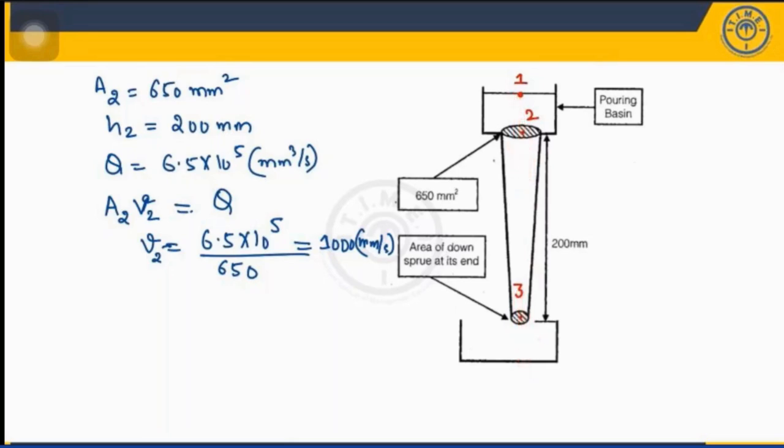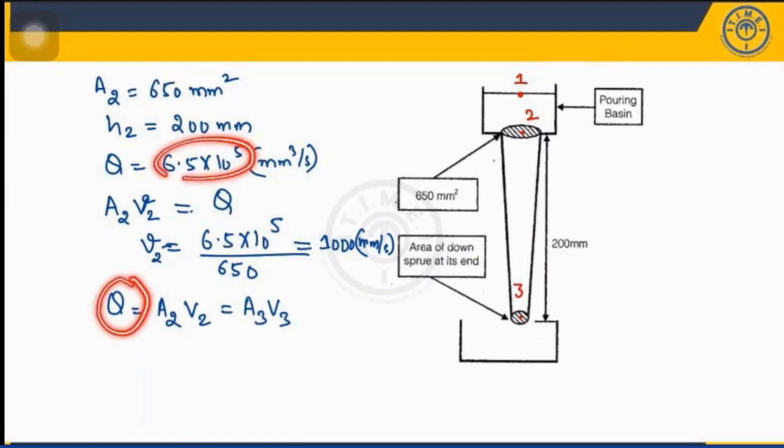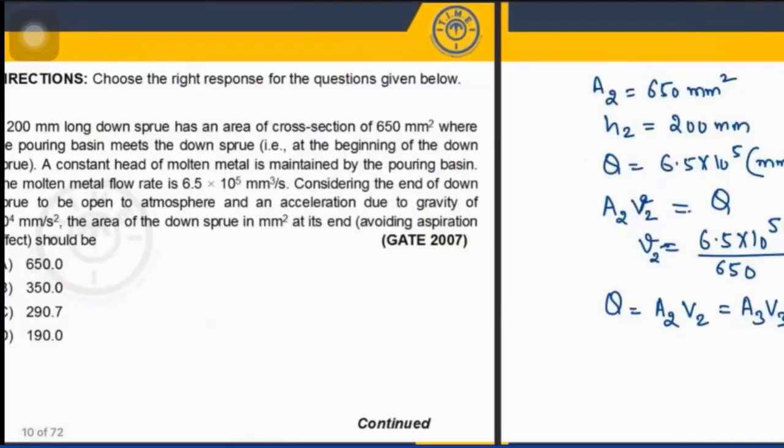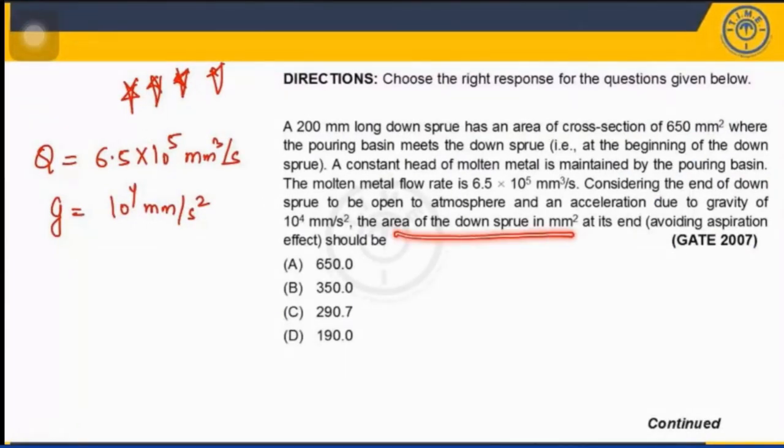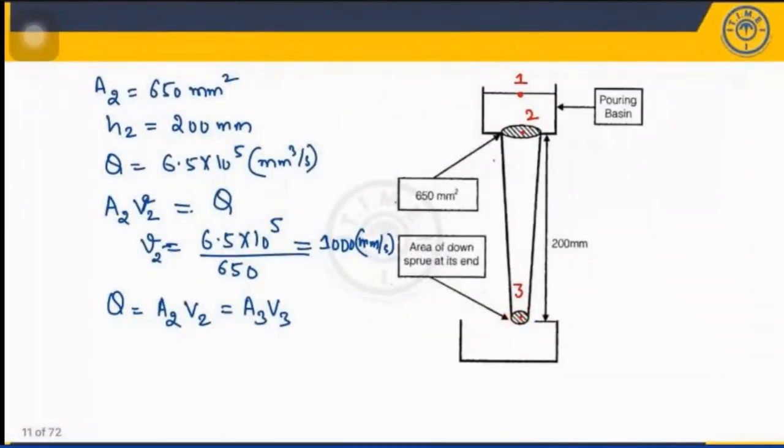So can I write this Q as A2 V2 is equal to A3 V3? Yes, of course I can write. A2 V2, that is the Q value, I know already. If somehow I find the velocity at point 3, your problem will be solved. Are you understanding how you will approach the problem? If you calculate the V3 value, your problem is solved, because you have to calculate the area at the end of the screw. For that, you have to apply the Bernoulli equation.